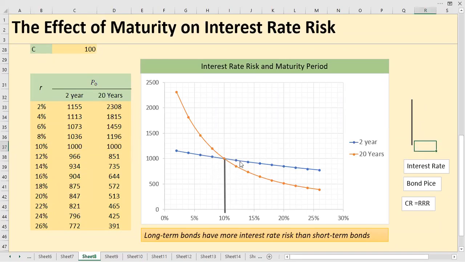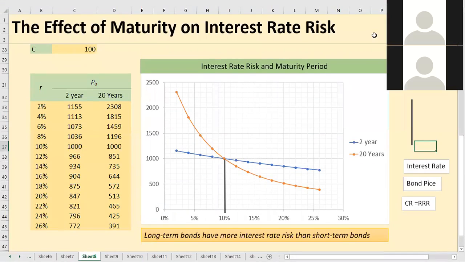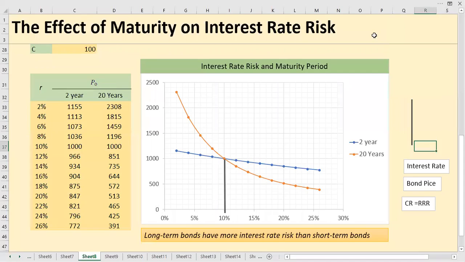Now the interesting point here: what will happen if the interest rate increases? Interest rate risk is actually the risk of decreasing your price or increasing your price based on the changes that are happening to the interest rate. Now here, let me assume that the interest rate increased from 10% to 20%.